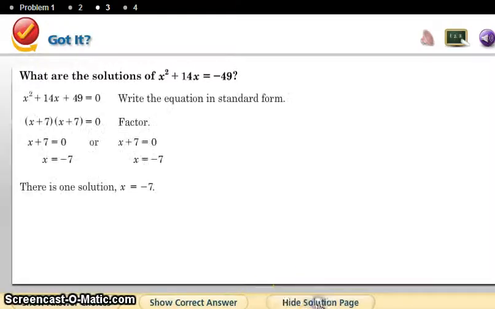All right, your correct answer is -7, and the reason why it's only -7 is once you factor this, you should have gotten a 7 times 7, which is 49, and 7 plus 7 is 14. So both binomials are the same. They're both x plus 7. So if you set them both equal to 0, you get the same answer of -7. What this means is that when you draw your parabola, it doesn't actually cross the x-axis. It just sits on the x-axis at -7. So it only touches the graph in one spot.